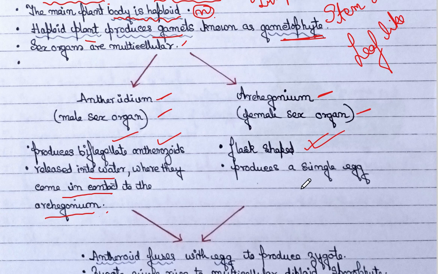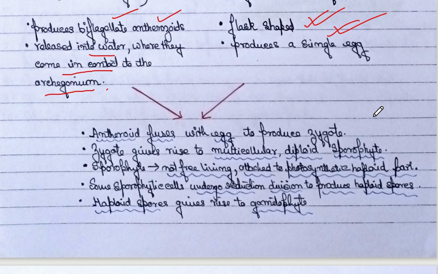Now what is archegonium? It is a flask-shaped structure which produces a single egg. These biflagellate antherozoids fuse with the egg to produce zygote. Now zygote gives rise to multicellular diploid sporophyte. Sporophytes are not free living, generally attached to the photosynthetic haploid part. Now some sporophytic cells undergo division to produce haploid spores. Now these haploid spores again give rise to gametophyte.